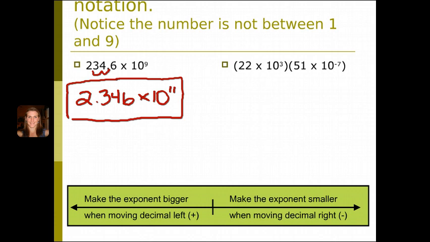And for the second example, if we put this into our calculator, 22 times 10 to the third power, you can put that in parentheses, multiplying it or opening up another parentheses and putting 51 times 10 to the negative 7. If you have a calculator, the answer that you would get is 0.1122.